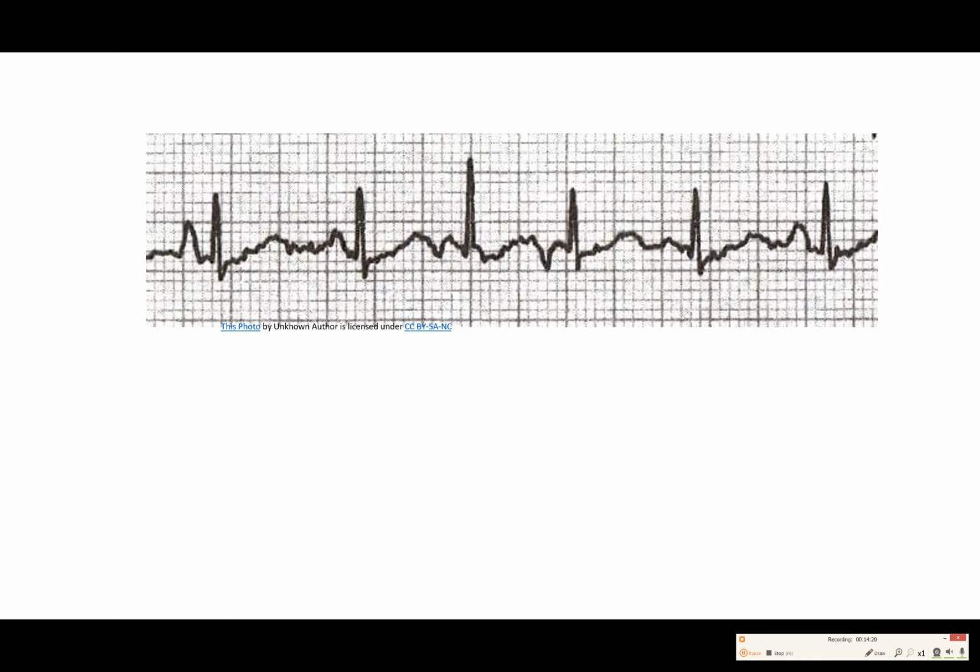We're talking about how this rhythm was irregular. So that's kind of the first step. Now we need to go to our 5 P wave questions. So 1, are P waves present consistently?